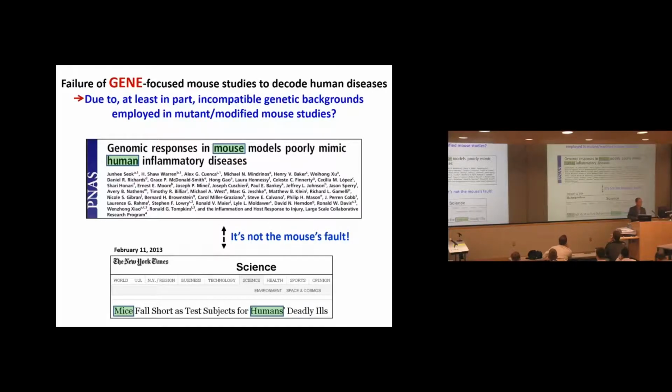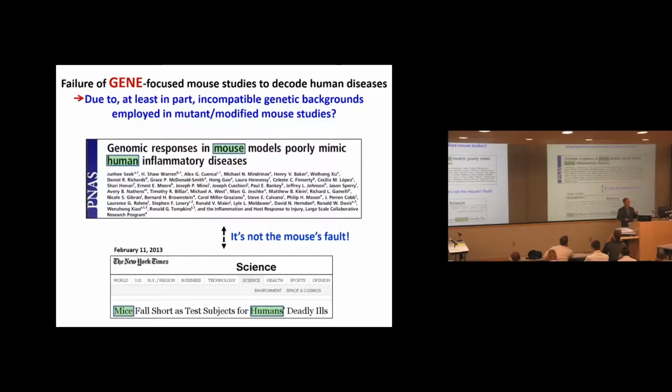So a couple of years ago, there was a paper called Genomic Responses in Mouse Models Poorly Mimic Human Inflammatory Diseases. This is a kind of summary paper from a big group of scientists who study inflammation and host response to injury. Basically, they mostly failed with their big study, and now they are saying that mouse models poorly mimic human inflammatory disease. But I like to say that at least it is due to incompatible genetic backgrounds employed in mutant and modified mouse studies.